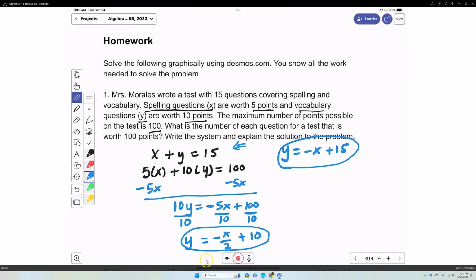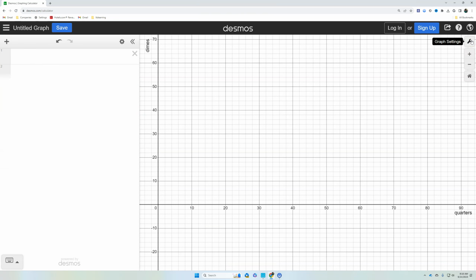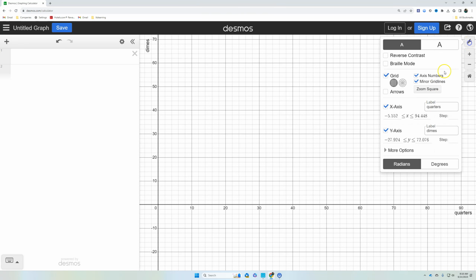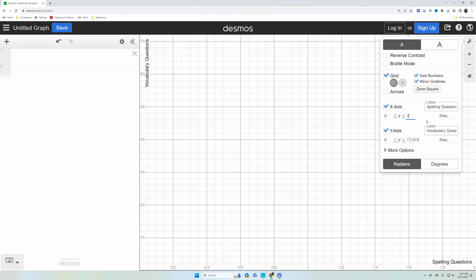Now we will go to Desmos and solve for the solution. So now we're in Desmos, and I'm going to go ahead and clear out what I had before, and I'm going to fix the graph setting. So here you click on the wrench. We said that the x coordinate is talking about spelling questions, and the y coordinate is talking about vocabulary questions. As you can see, I have the x, which is those spelling questions, and the y is the vocabulary questions, and it doesn't make sense to have negative questions. What I'm going to do is type in here 20, since I know the max is 15, so I'm just going to say 20 on each side.